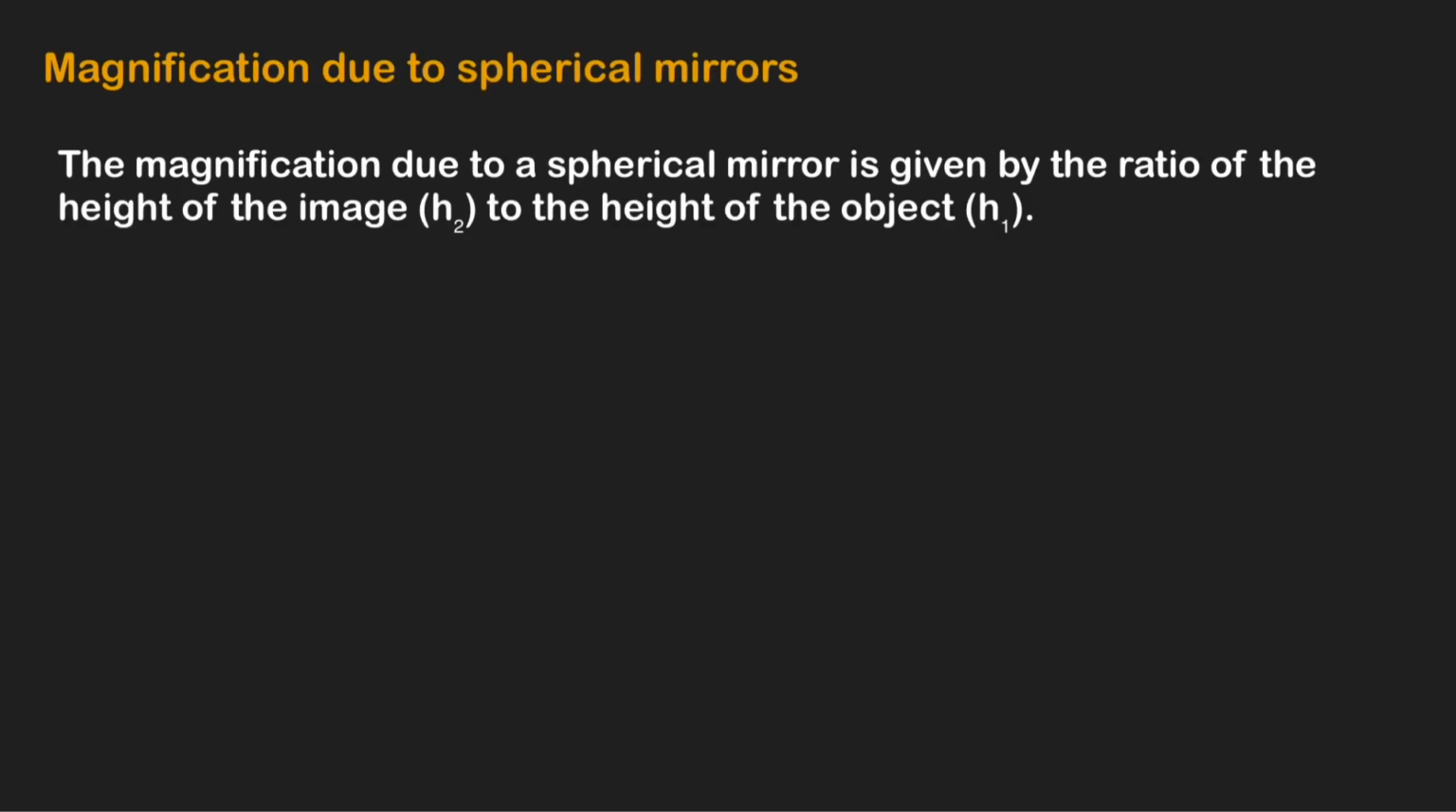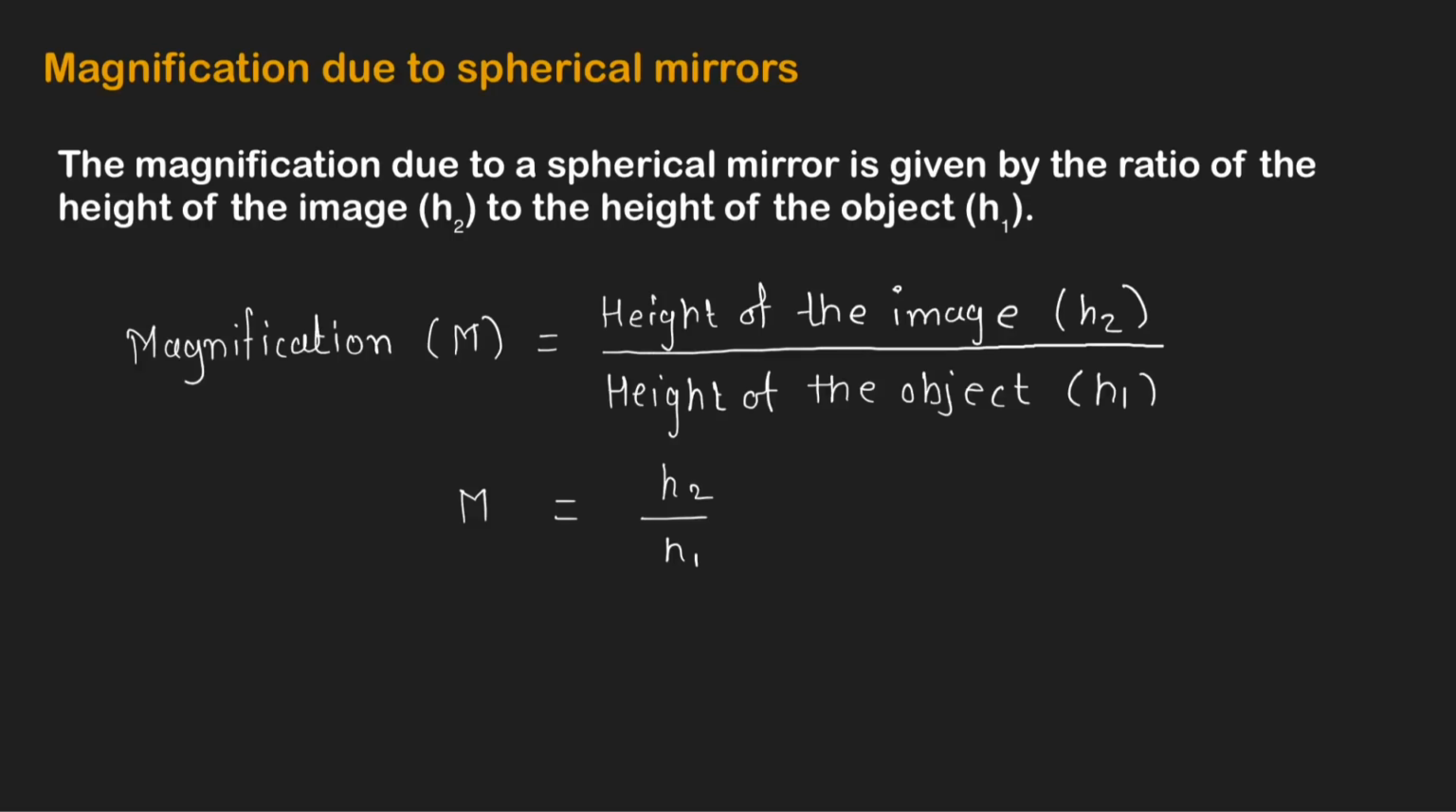Now the next point is magnification due to spherical mirrors. The magnification due to spherical mirror is given by the ratio of the height of the image h2 to the height of object h1. That magnification is denoted by capital M. This is the formula for magnification, M equals height of image upon height of object, h2 by h1. We can write this equation by using object distance and image distance as magnification is equal to minus v upon u.